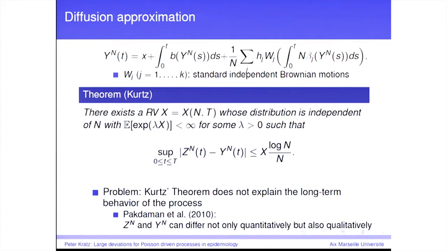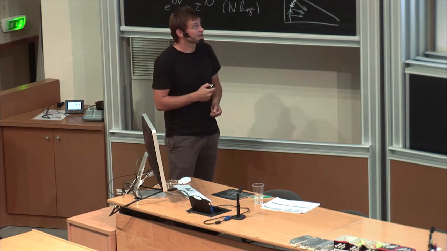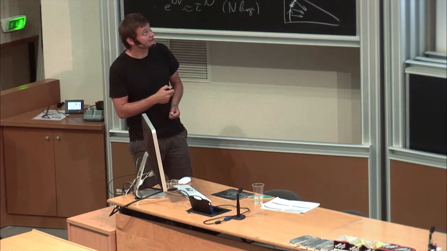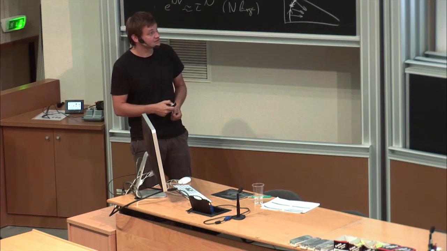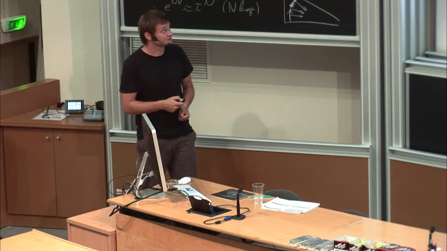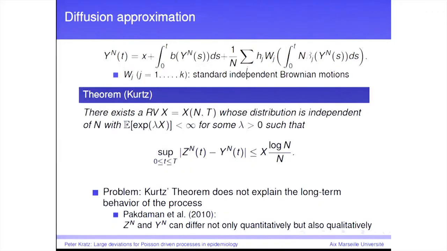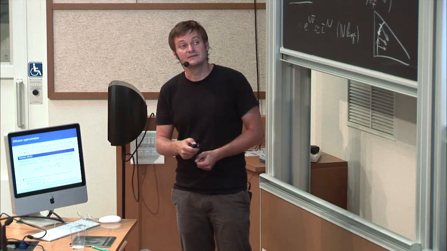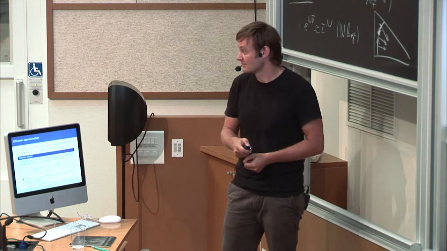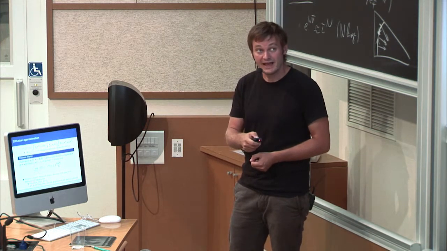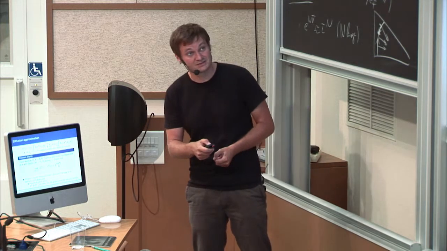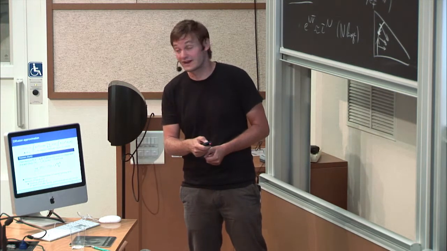And this can be written as a diffusion in distribution. And then Kratz showed that this diffusion approximation is close to the Poisson model. So there exists a random variable with distribution independent of n, and which has this nice moment for some lambda, such that for fixed capital T, the supremum norm deviates less than x times log n through n. That is, for n going to infinity, this vanishes, because the distribution of x does not depend on n.